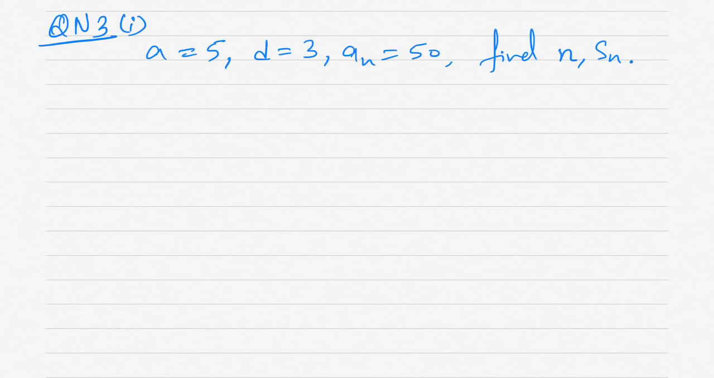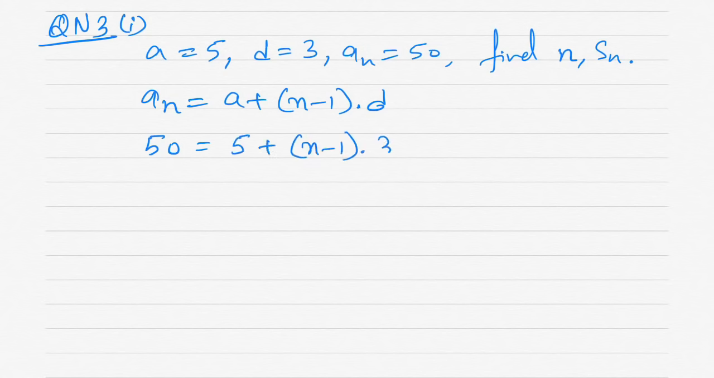Number 3, first part. We are given a is 5, d is 3, an is 50, and we have to find n and Sn. Now from an, let us write the formula for an. A plus n minus 1 into d. An is 50, a is 5 plus n minus 1 into d, which is 3.